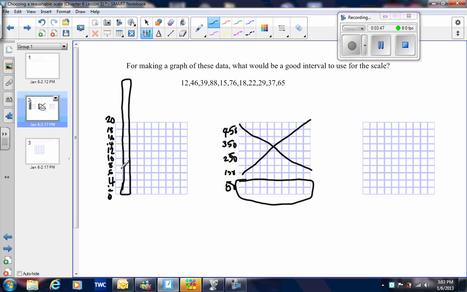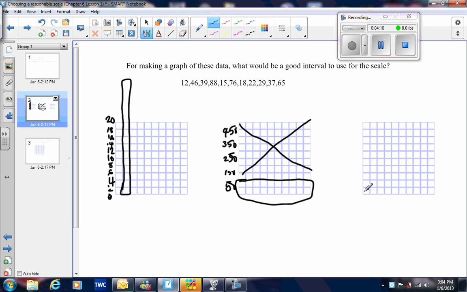So choosing the appropriate interval is very important. Again, this is called a scale right here. This is also called a scale. My interval here was 2. I counted by 2s: 2, 4, 6, 8. My interval here was 50: 50, 100, 150, 200, 250, 300, 350, 400, 450, 500. So my interval here is 50. And neither one of those was appropriate for what we were trying to accomplish here.